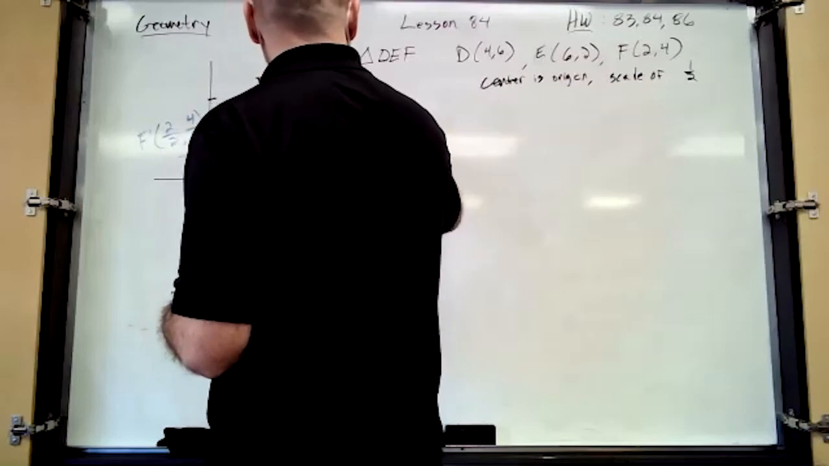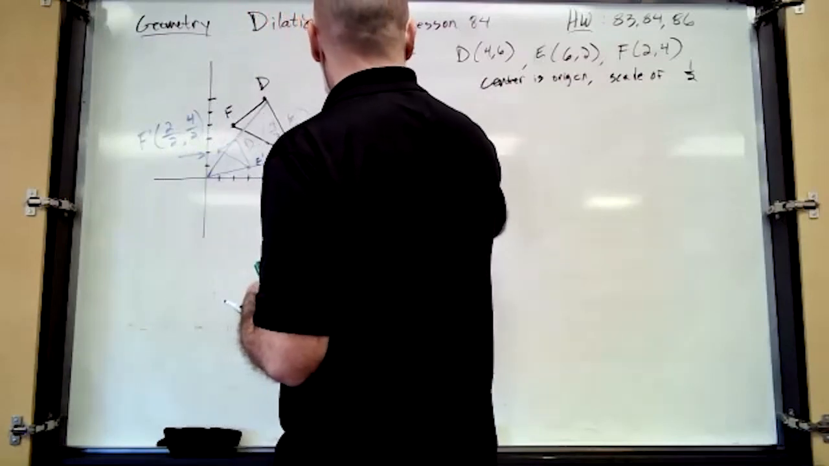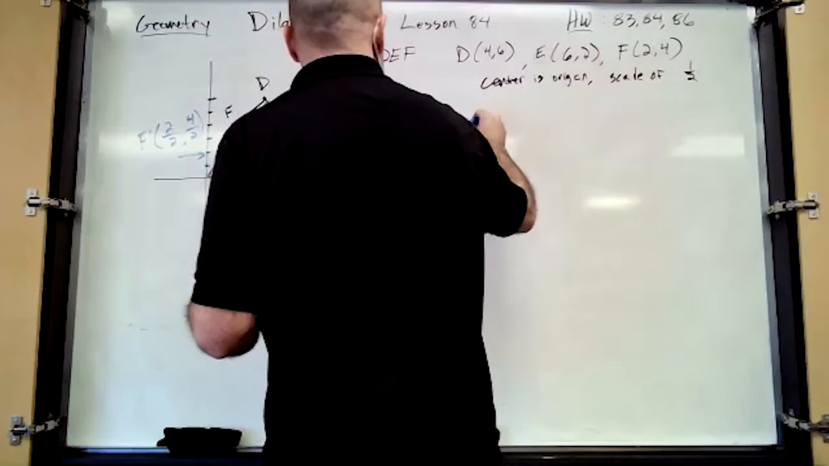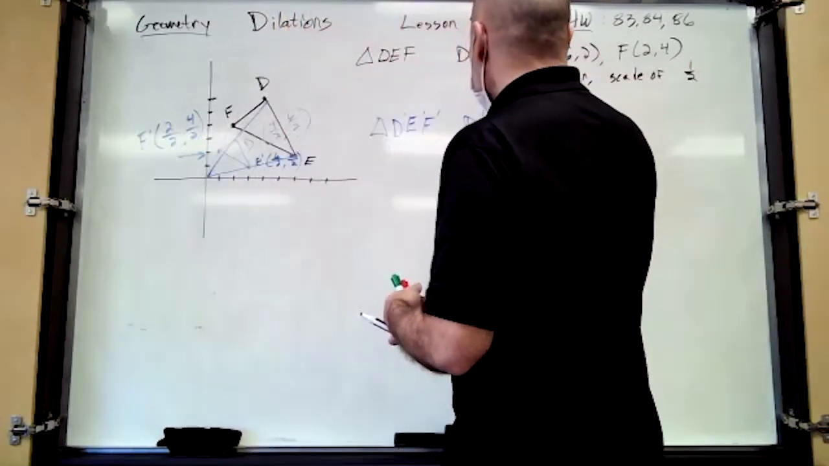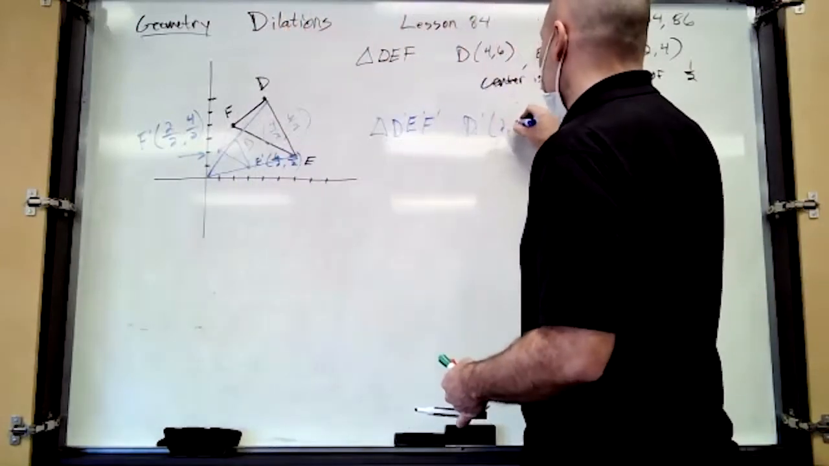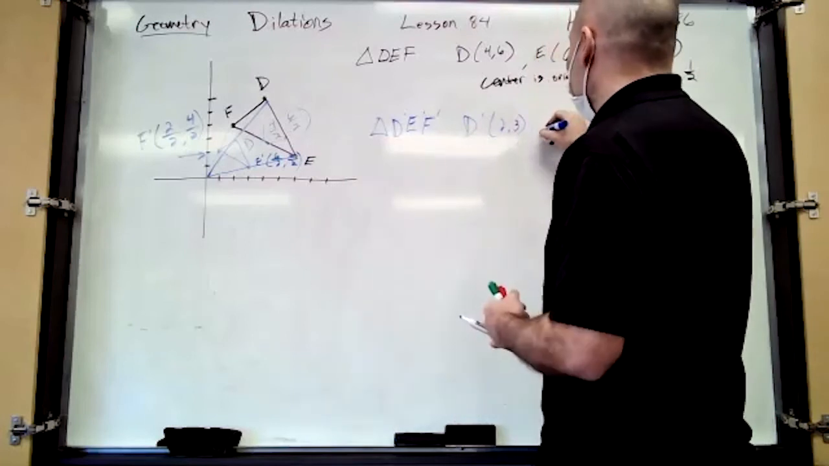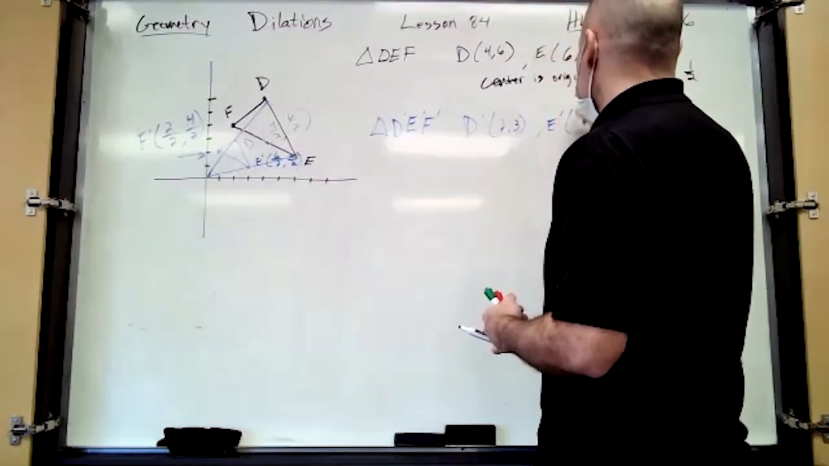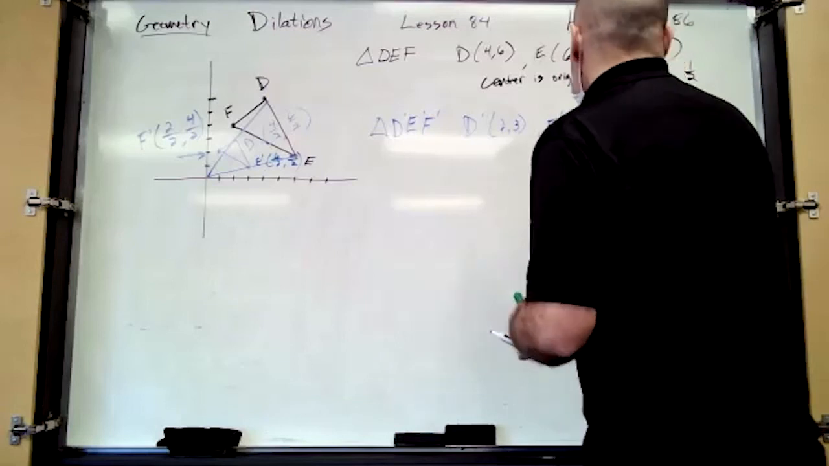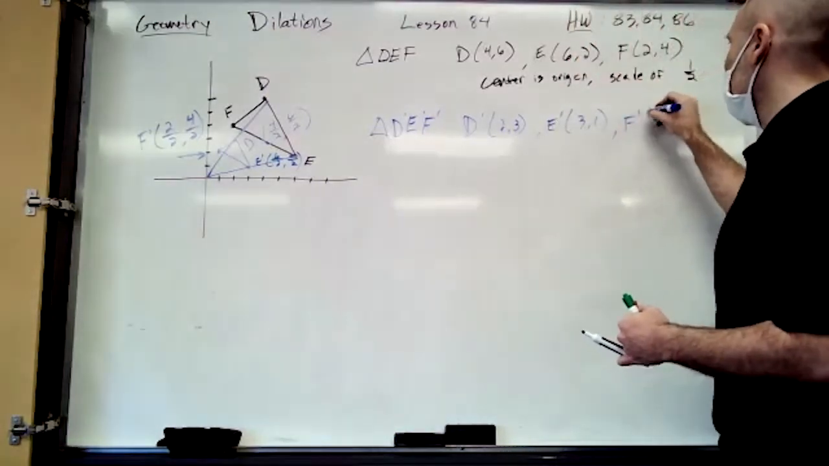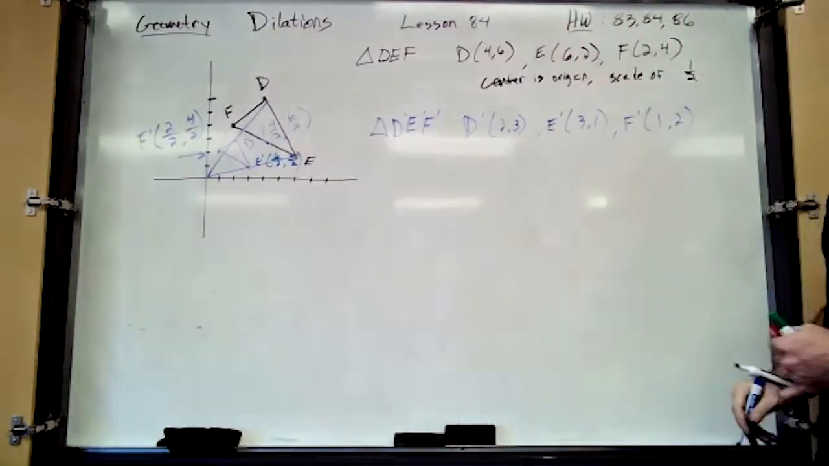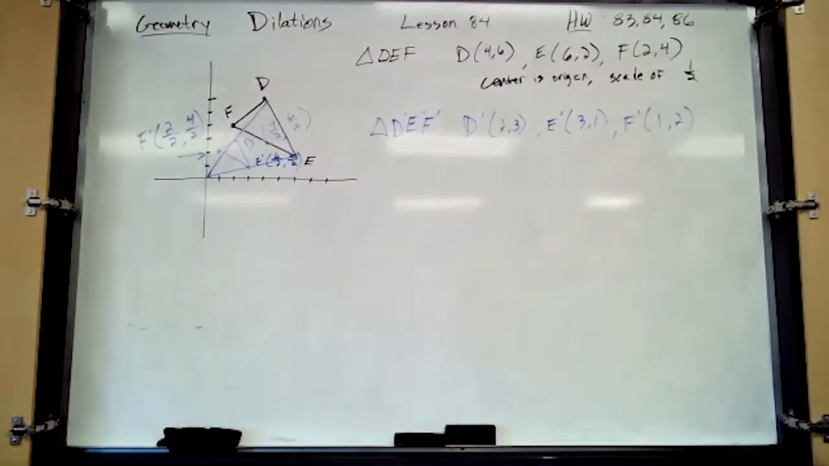Okay, so here's our new triangle, triangle D prime, E prime, F prime. D prime is, cut it in half, 2, 3. And you don't even have to graph this. E prime is 3, 1. See how I'm getting these? F prime is 1, 2. All I did was cut each x coordinate in half and each y coordinate in half.